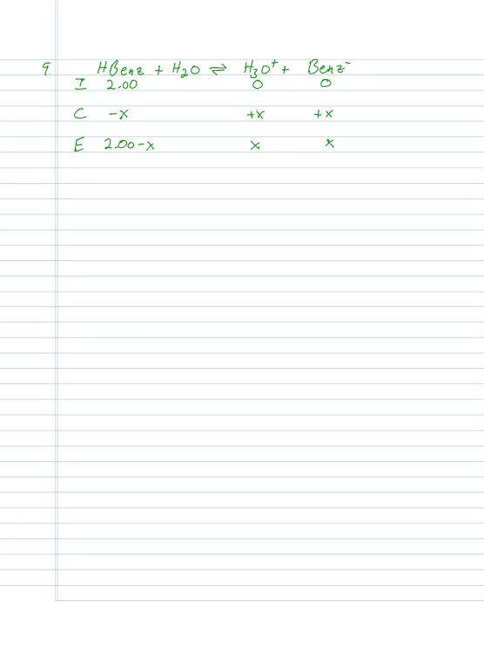And we just set up our Ka. So the Ka here is going to be equal to our products over reactants. So the concentration of H3O plus times the concentration of the benzoate, all over the concentration of H-benz. So that's going to be equal to 6.50 times 10 to the minus 5 equaling X times X all over 2.00 minus X.